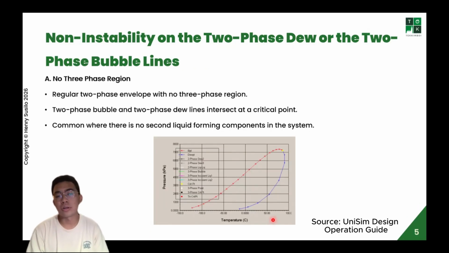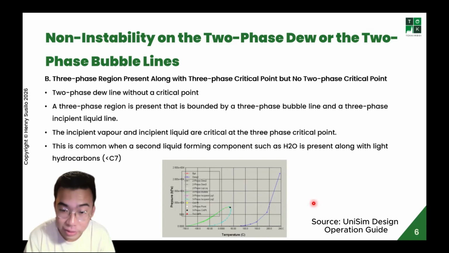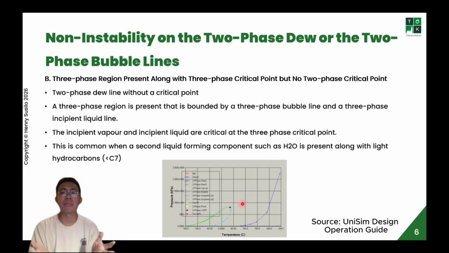So the next scenario is non-instability on the two-phase dew or the two-phase bubble lines. And for this, there are 4 sub-scenarios. The first one is no three-phase region, where actually this is a two-phase envelope, so it's an ordinary one. The next one is a three-phase region present along with the three-phase critical point, but no two-phase critical point. So you could say at the right side is the dew point, but there is no critical point here. And on the left side, there is a three-phase region and also the three-phase critical point. So that's what this scenario means.